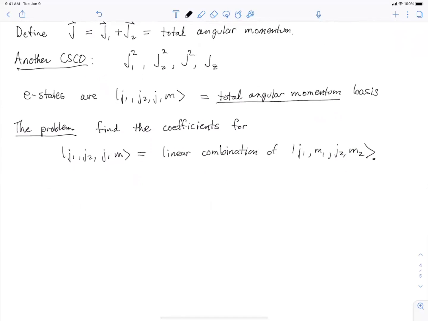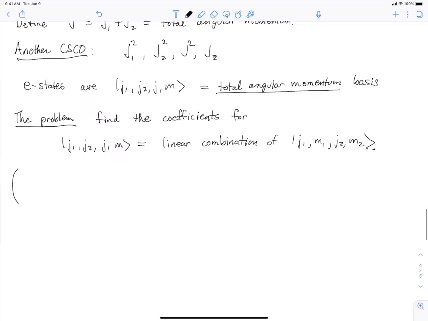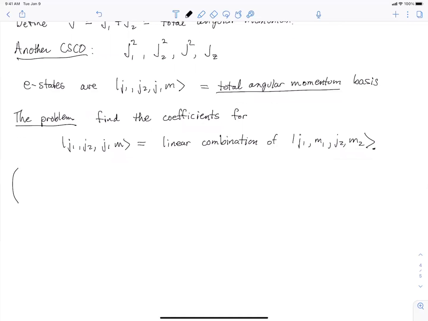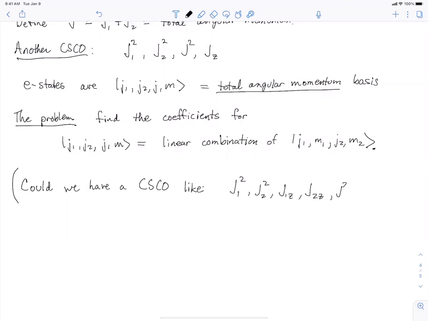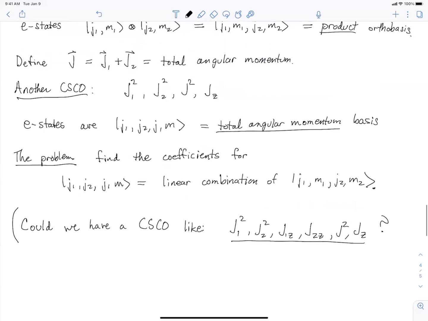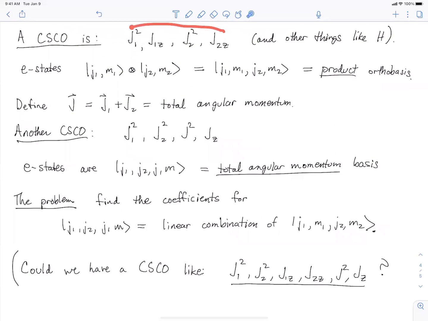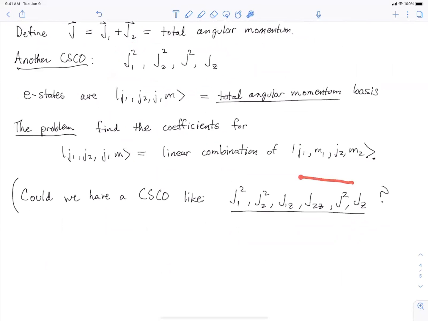Okay, so before we do that, let me just make one aside. So this is a big parenthetical comment: could we have a different, a third complete set of commuting observables? Like, let's say, J1 squared, J2 squared, J1Z, J2Z, J squared, and J sub Z. Okay, so that would be our complete set of commuting observables. And so the naive answer might be no, because one thing we notice is that this complete set of commuting observables had four operators. This one had four operators. And now we're trying to have a complete set of commuting observables with six operators.